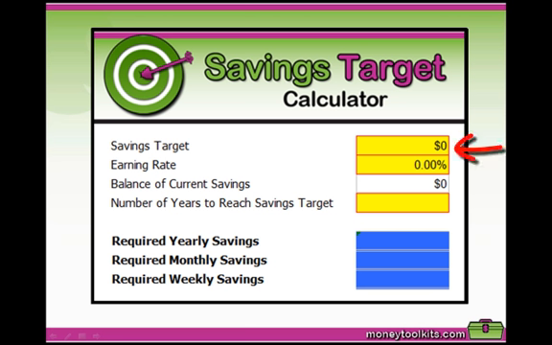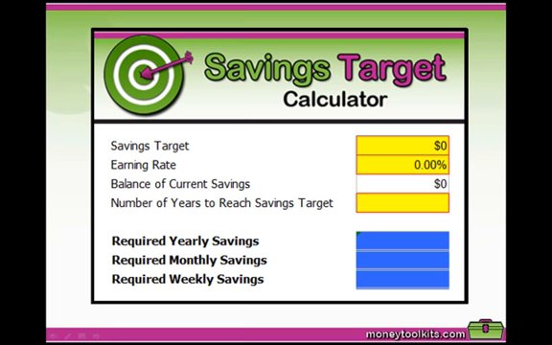Savings target. How much are you wanting to save? What's your amount? So you'd put that amount there. How much interest are you expecting to earn on that account that you're going to put it into? How much have you actually saved so far? And how long are you expecting to save until you reach this amount?